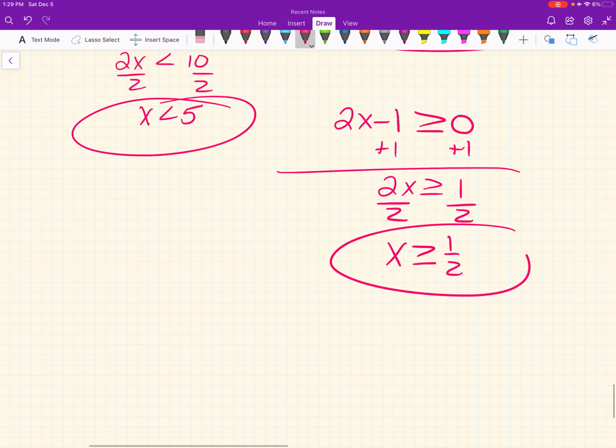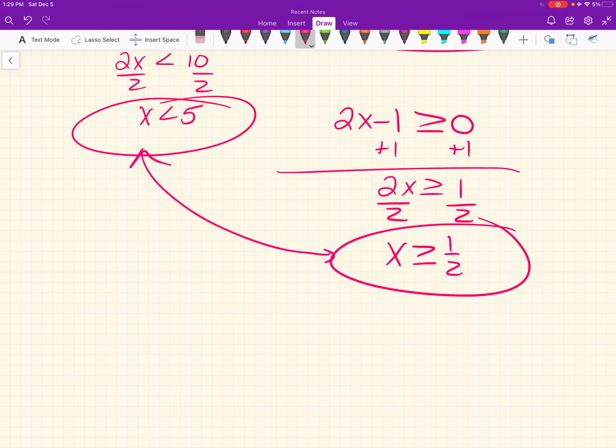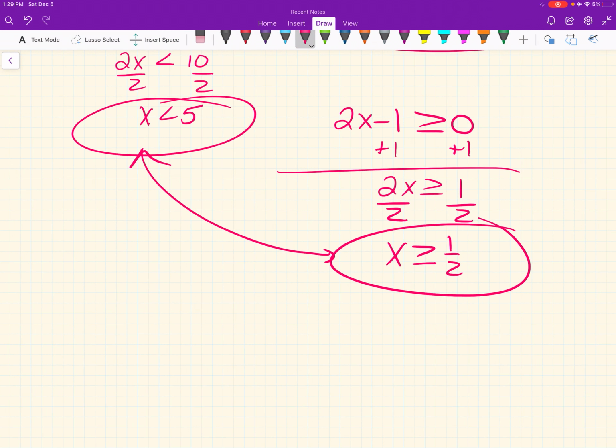Therefore, we do have two boundaries now. I know I'm going to charge you in a minute. X has to be greater than or equal to 1/2, but x has to be less than 5. So x can be equal to 1/2, and it can go as high as 4.9999999, and that's as high as it can go.